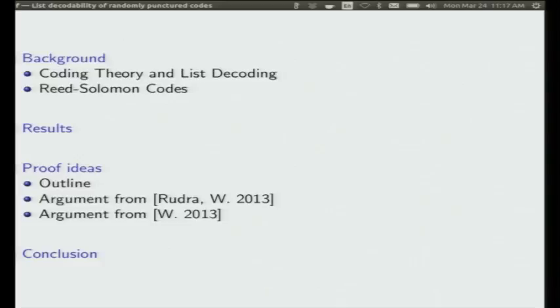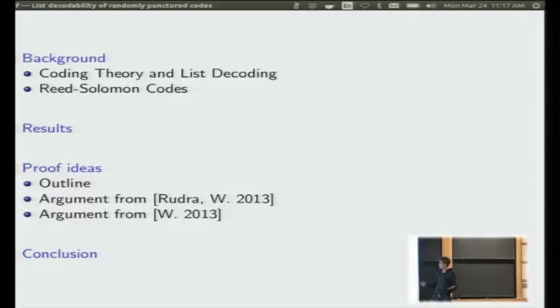So first I'll just set up some notation, define the coding theory and list decoding things that I'll be talking about. I'll define Reed-Solomon codes. Then I'll state some results. So the punchline, for those of you who already know the lingo, is that there exist Reed-Solomon codes which are list decodable beyond the Johnson bound. So that's what we're going to be going for. And then I'll talk a little bit about the proof.